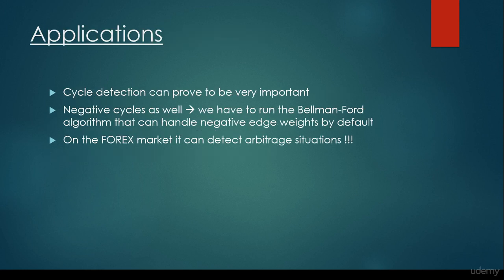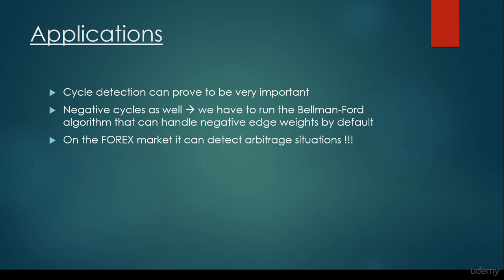So what about the applications? We are going to talk a bit more about the applications of shortest paths in a distinct lecture, but as far as Bellman Ford algorithm is concerned, cycle detection can prove to be very important. So negative cycles as well. We have to run the Bellman Ford algorithm that can handle negative edge weights by default, and for example on the Forex market it can detect arbitrage situations.